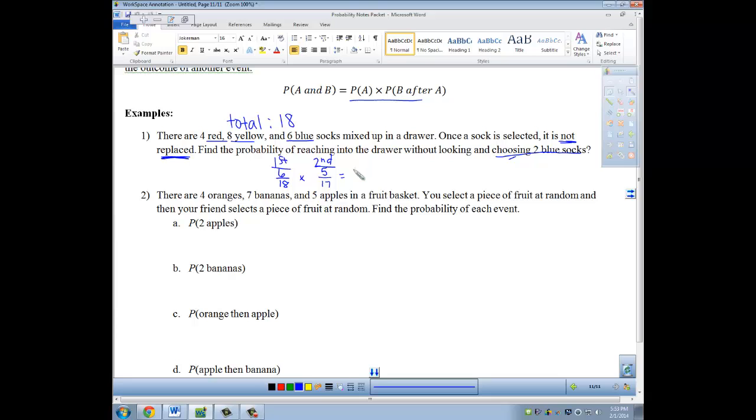6 times 5 is 30. 18 times 17 is 306. Divide both numbers by 6 and we're going to get 5 out of 51.